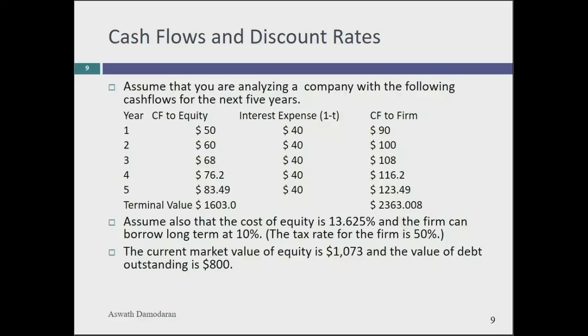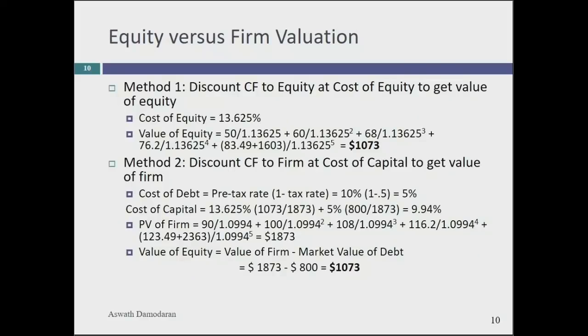So what are we going to do with these numbers? Let's first try to value the equity in this company. So remind me again, when I value equity, what am I going to do? I'm going to take cash flows to equity and discount them back at the cost of equity, right? When I discount cash flows to equity at the cost of equity, the value that I get for the equity is 1,073 million, which means that the stock is perfectly priced.